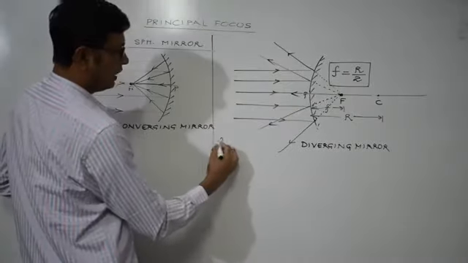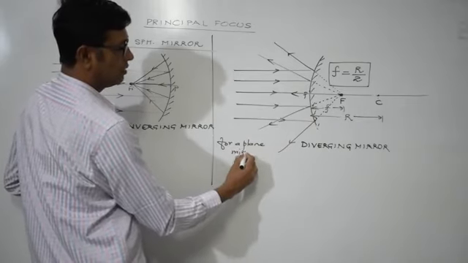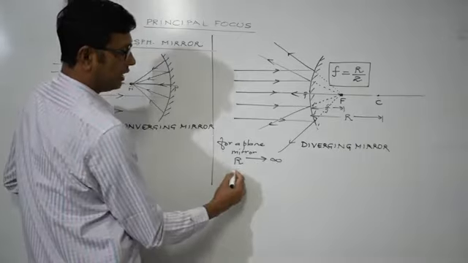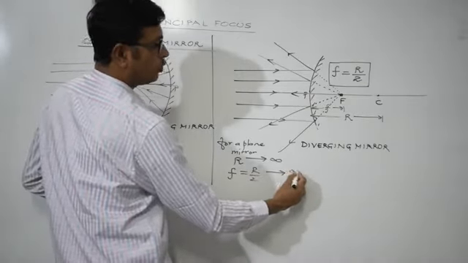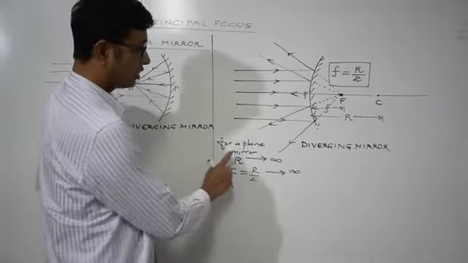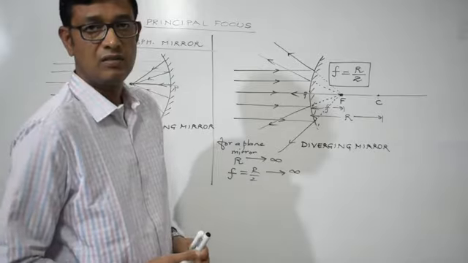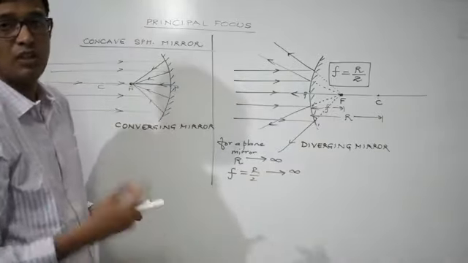So for a plane mirror, the radius will approach infinity, and accordingly, the focal length being R/2 will also approach infinity. So the radius of curvature or the focal length of a plane mirror is infinity. So this formula is valid for spherical mirrors as well as for plane mirrors.